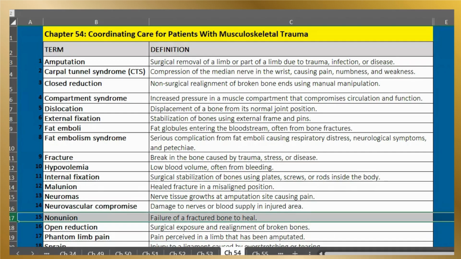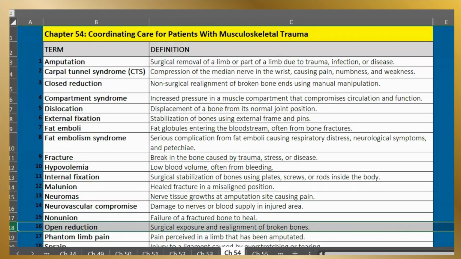We have nonunion. Before it was malunion, here it's nonunion: failure of a fractured bone to heal. So no union means no healing. Open reduction: surgical exposure and realignment of broken bones. So it's an open surgery to fix the bone.